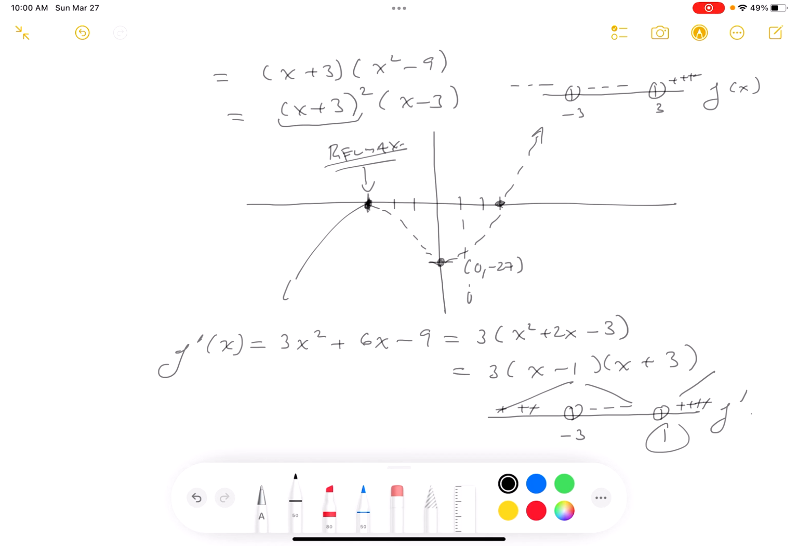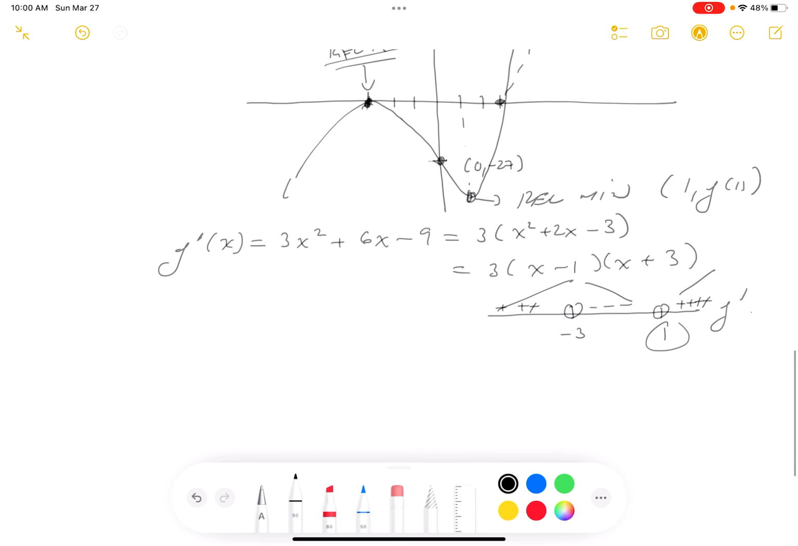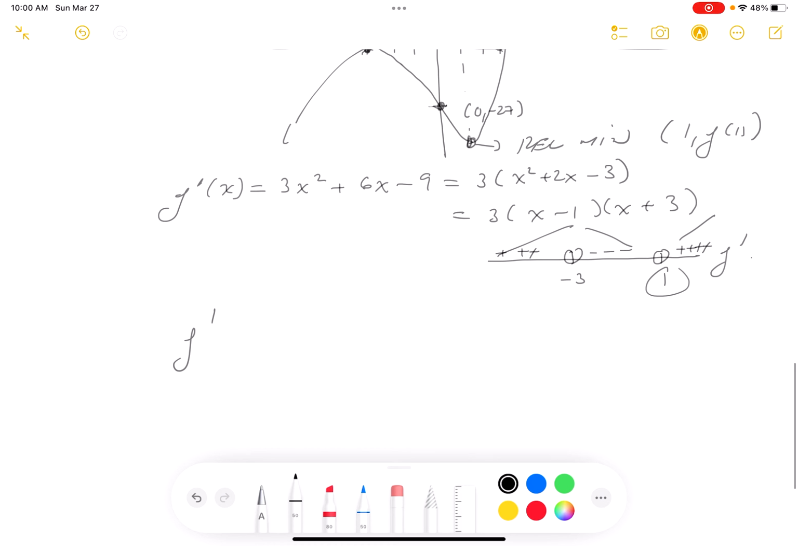Let me refine my curve, get my eraser out. I'm going to refine it. Again, it's a rough picture. This is my relative minimum. And where did that occur? At the number 1, f of 1. All right, let's do the second derivative, and we'll get our point of inflection. That's where the concavity changes. That will be 6x plus 6.